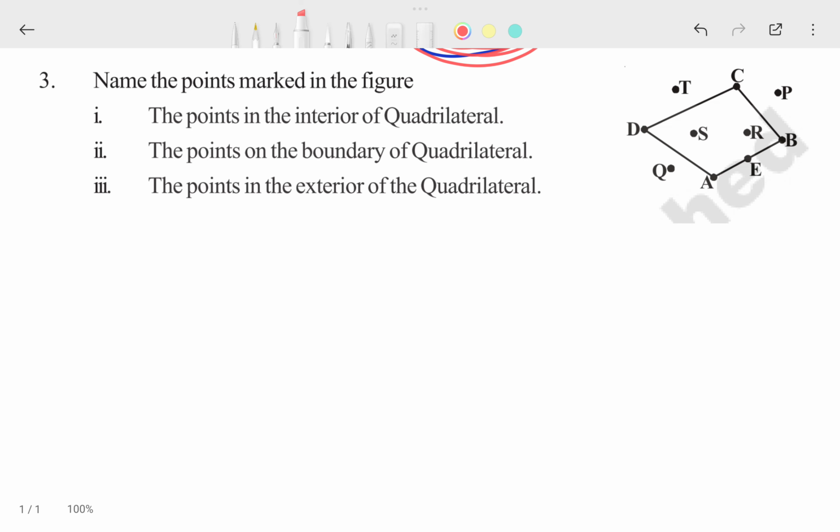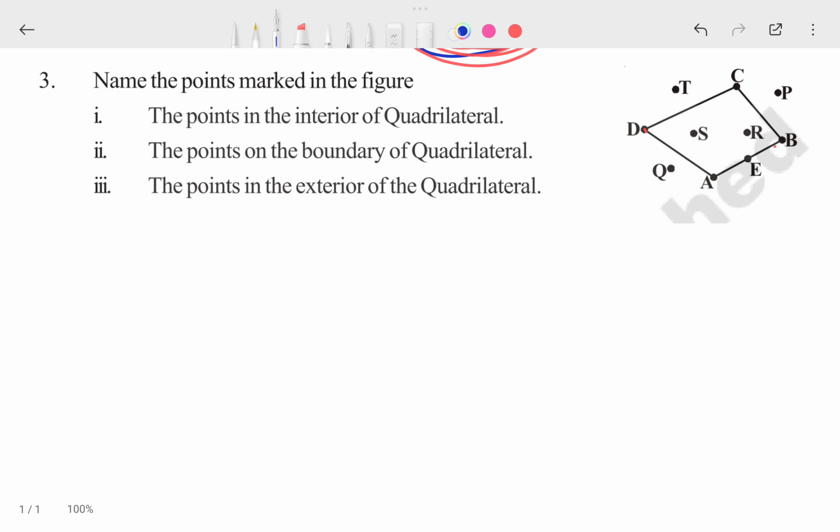Now come to the third question. Name the points of the figure. So we already know that this is our quadrilateral. Inside of the line is called interior. Outside is called exterior. On the boundary is called boundary. So this is one boundary, this red color I'm drawing, this is the boundary. Inside the boundary is called interior. Outside the boundary is exterior. And what is on the boundary is boundary only. Simple. Nothing else will be here.